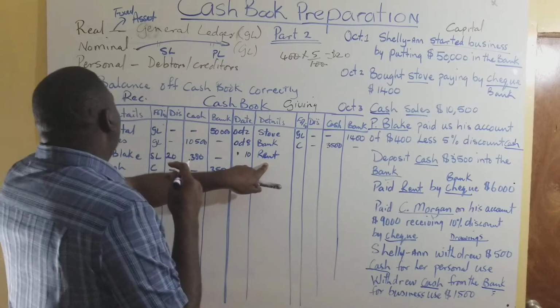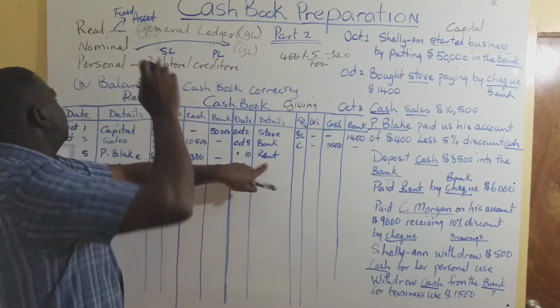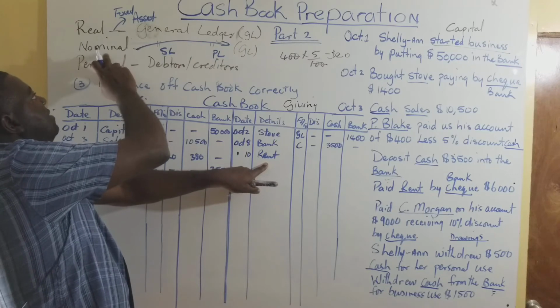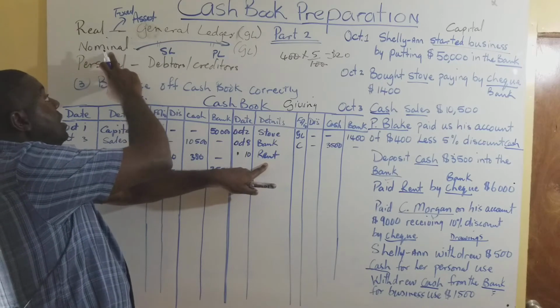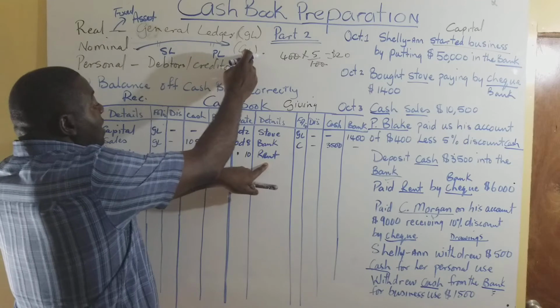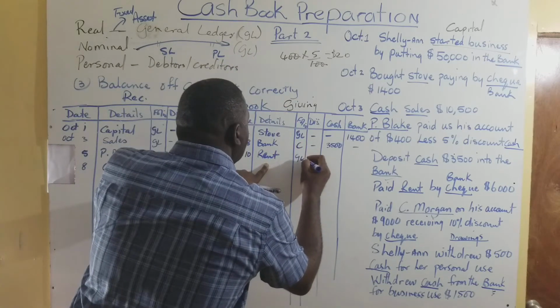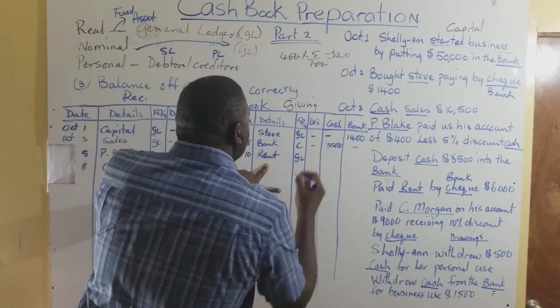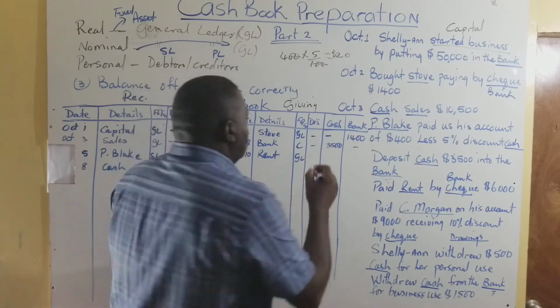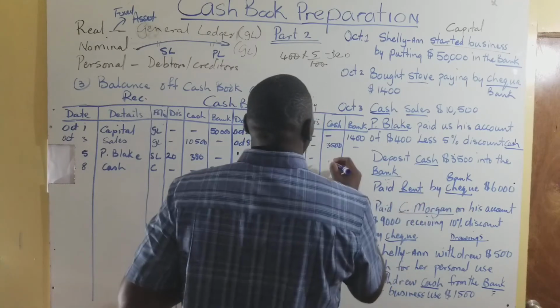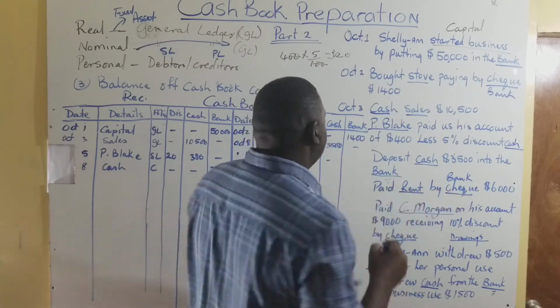Rent is an expense, so it is a nominal account. And because it is a nominal account, the folio must be what? General ledger, GL. We're paying by check, so we go to the bank, and the amount we're paying is $6,000.